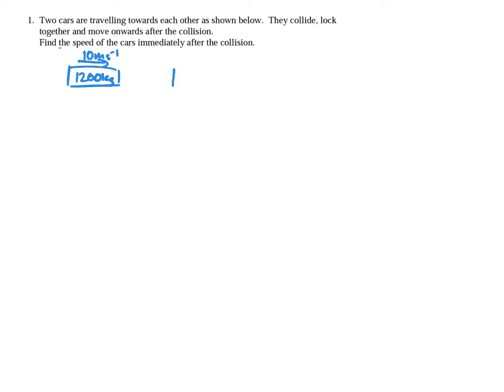Car 2 has a mass of 1000 kilograms. All of this was given in the original question and is moving in the opposite direction at 8 meters per second. So that's our before situation. I should have put that up above that, right?